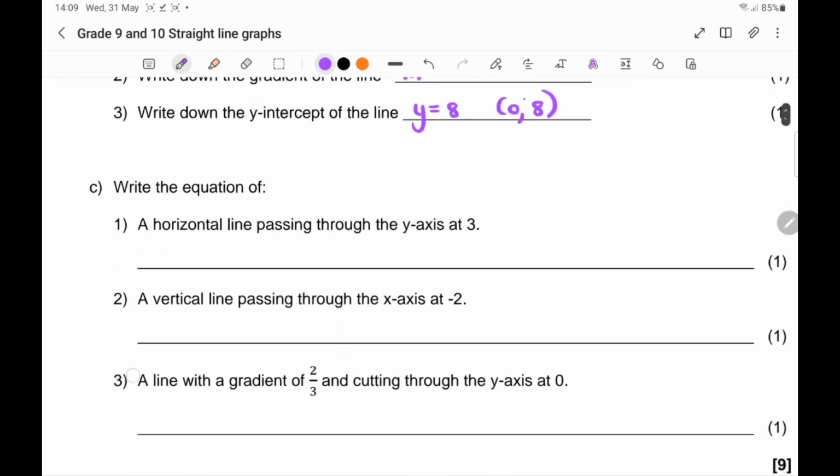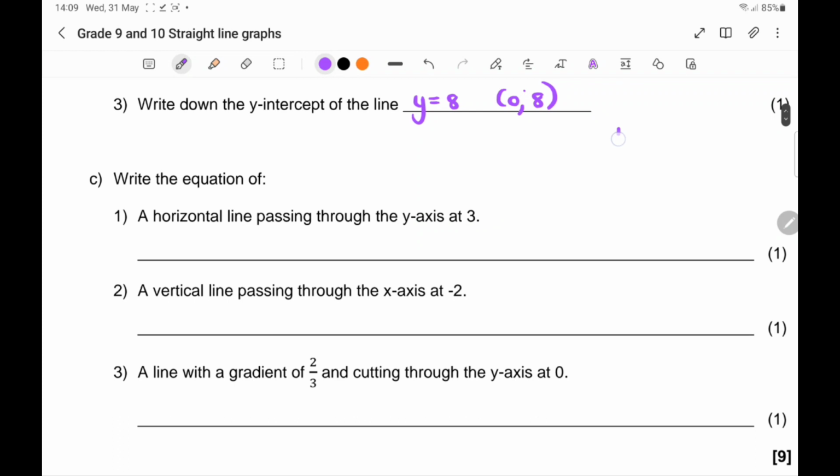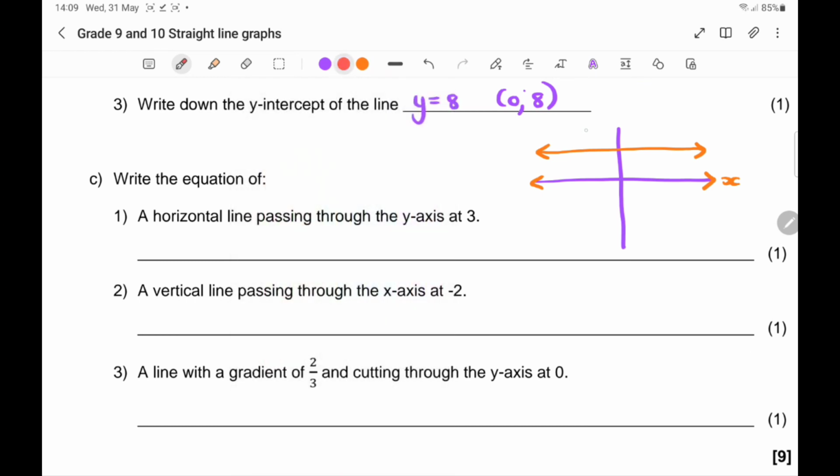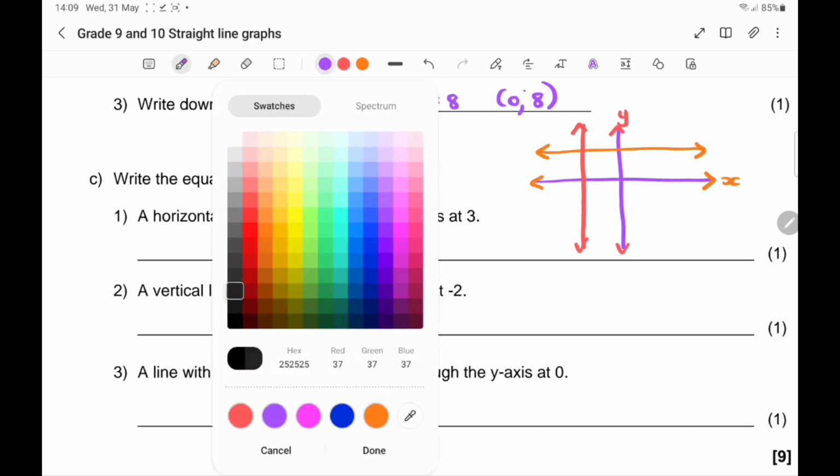Now, in your graphs, you get very special lines. There are 2 of them. One will run parallel to the x-axis, or you can get one that runs vertically up and is parallel to the y-axis. So these 2 special lines are very easy to name.